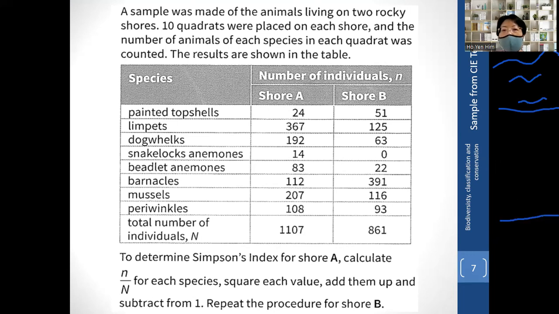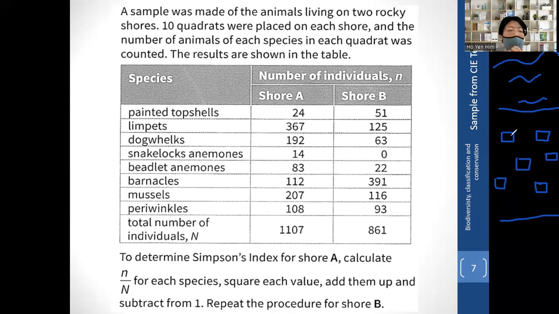Okay, so they take 10 samples, meaning they make a fixed area. They decided on a fixed area, probably 1 meter times 1 meter, and then they randomly put 10 of them in that area, and then they sample within this quadrat.